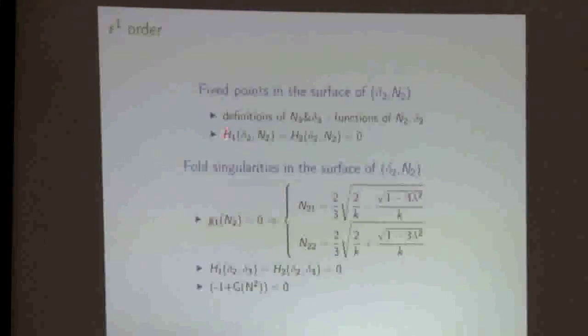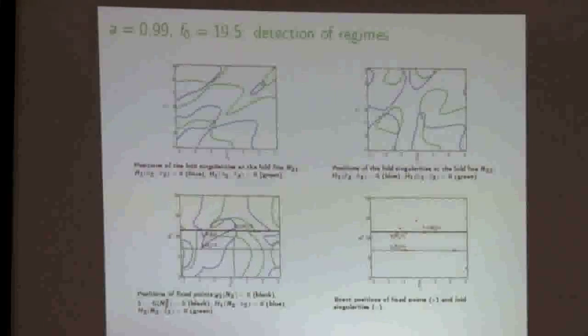In fact, it is not so simple to reduce analytically H1 to only a function of delta 2 and N2. We have simply to solve these equations. So here it is fixed point, here it is false singularities. For false singularities you find again N2 values, but we have to solve in fact H1 depending on delta 2, delta 3, and H2 also that are equal to 0. And finally, it is quite similar, except it is not so obvious.